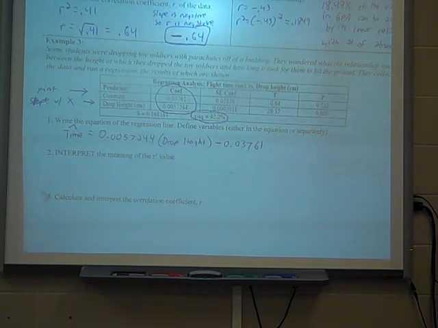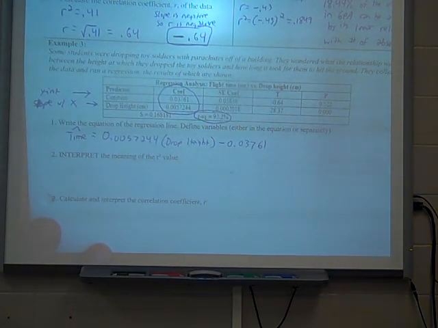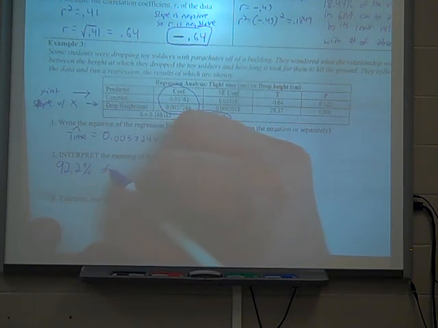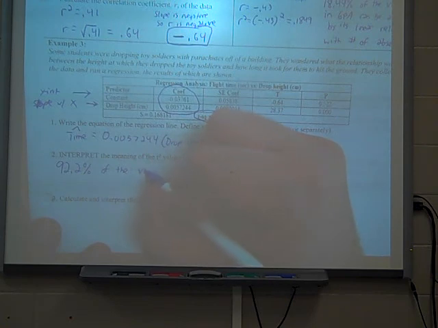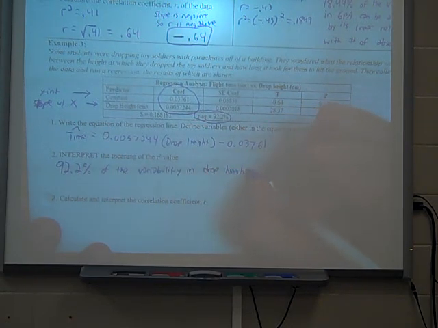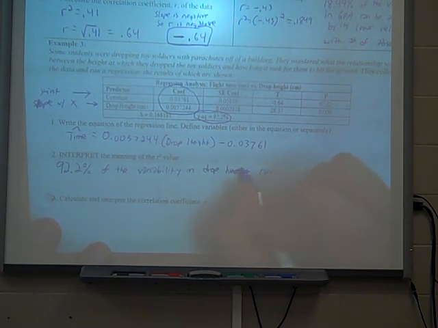Interpret the meaning of the r squared value. So r squared is 92.2%. Sometimes it's given to you as a percentage. That's nice. Sometimes it's not. If it's given to you as a decimal, make it into a percentage. But 92.2% of the variability in drop height can, no, I lied. Whoops.